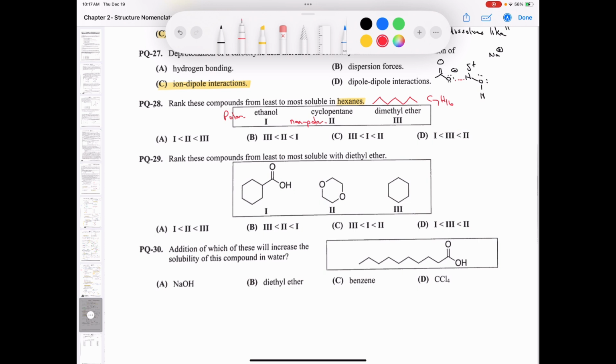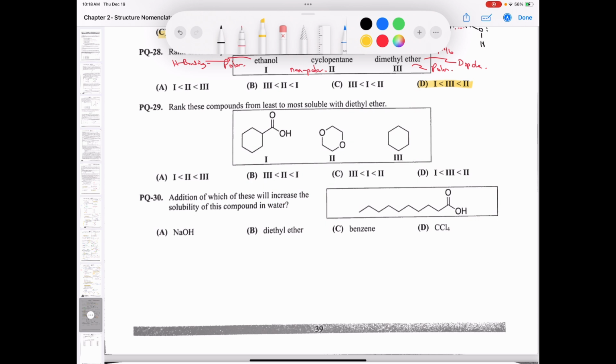And then dimethyl ether is also polar, okay? But dimethyl ether doesn't have hydrogen bonding, right? Ethanol has hydrogen bonding. And I'm not going to draw the structures right now, but dimethyl ether is an isomer of ethanol. They both have the same molecular formula, C2H6O, but dimethyl ether only has dipole and London forces. And so if we obey like dissolves like, dimethyl ether is going to be more soluble in a nonpolar solvent like hexane than ethanol will be. So the least is 1, then 3, then 2, and so the answer is going to be D, like that.